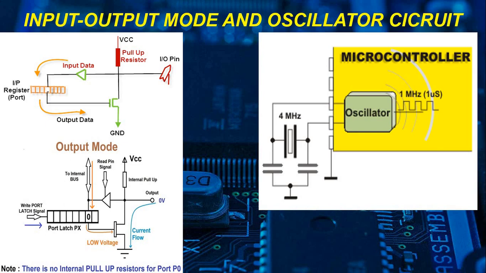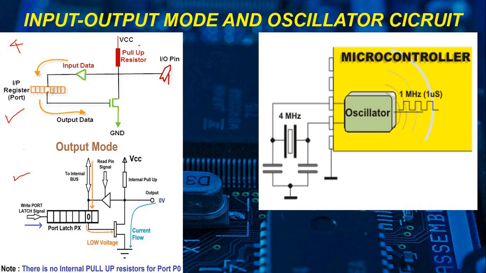IO modes and oscillator circuit. What is the IO mode? How many IO ports do we have? We have 4 IO ports. Each has 8 pins, so in total we have 32 IO pins. In IO mode, for input we have a separate operation, and for the pins to act as output we need a separate operation.